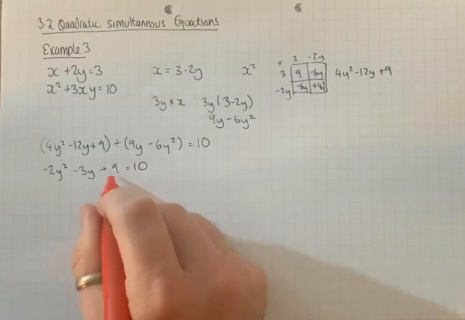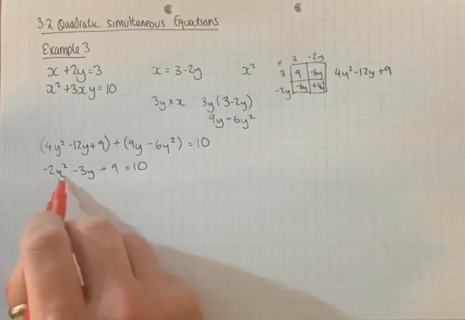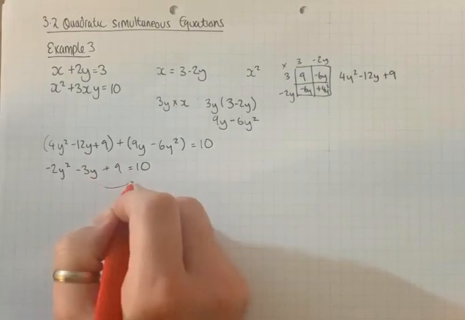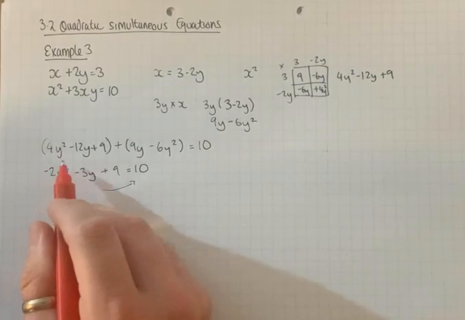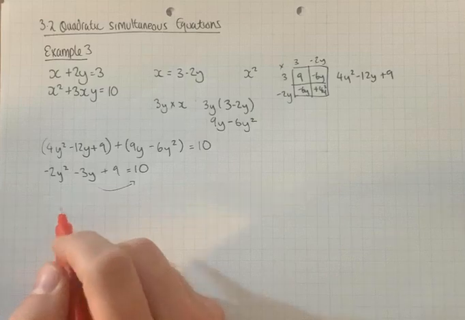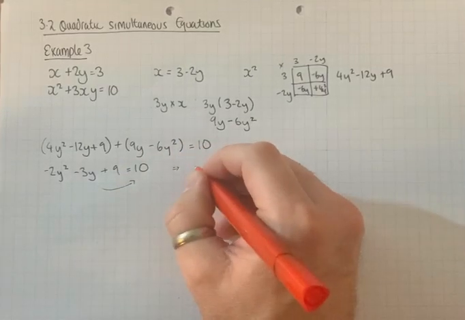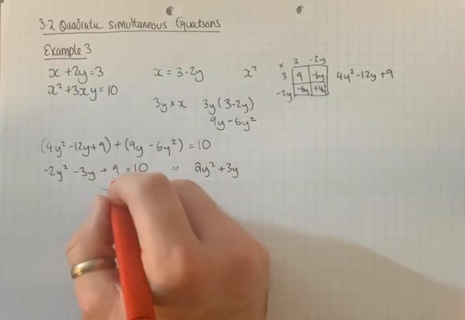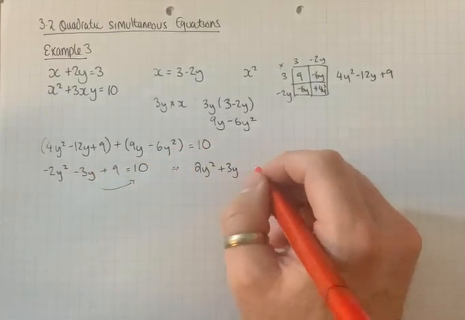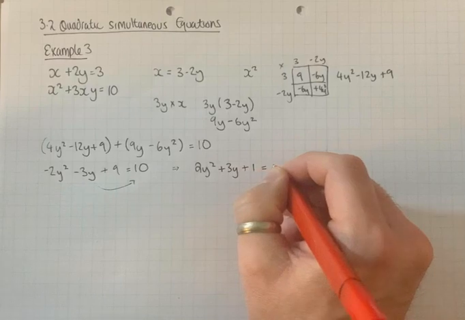The reason I've brought 10 across now is I don't like this minus 2y squared. I'm going to move all of these over to this side to make the coefficient of the y squared part positive. So that'll give me 2y squared plus 3y, so those two move over, and then plus 9 moves over as minus 9, so plus 1 equals 0.